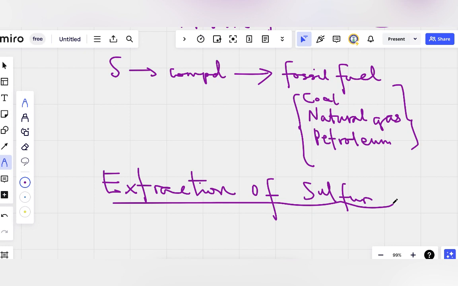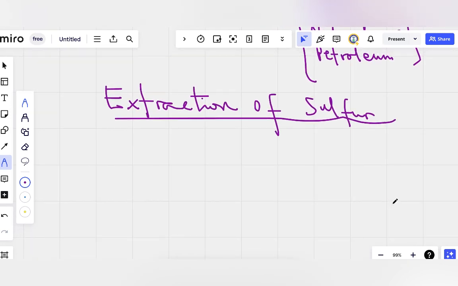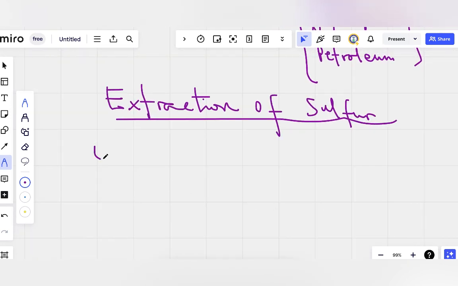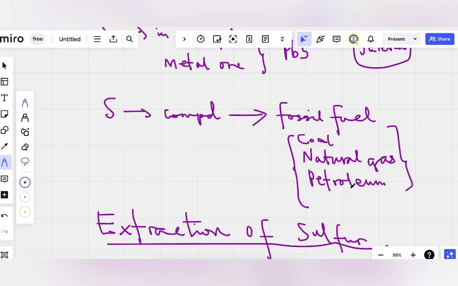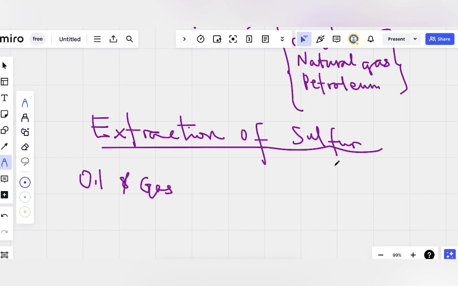First of all, let's talk about oil and gas. From the oil and gas perspective, what do we do to get sulfur from this process? This is the third way I mentioned, because here is where you get the oil and gas ecosystem.